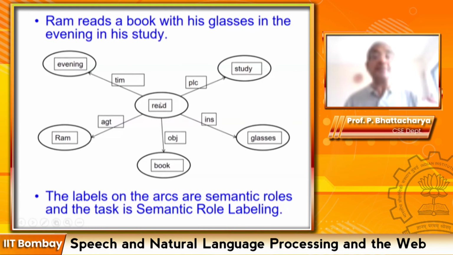When was the reading performed? In the evening. So time relation. The reading was done by whom? Ram, agent relation. What did he read? A book, object relation. And by what did he read? Using the glasses, so instrument. And where did he read? Study room, place relation. So see: agent, object, instrument, place and time. So these are foundational semantic relations.